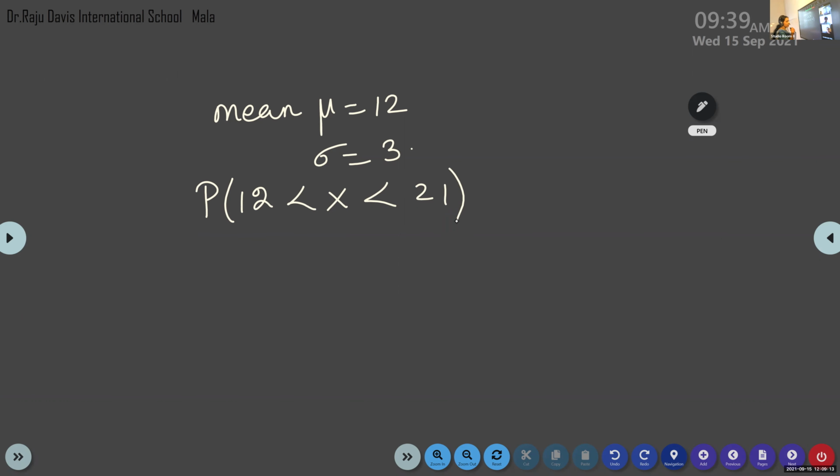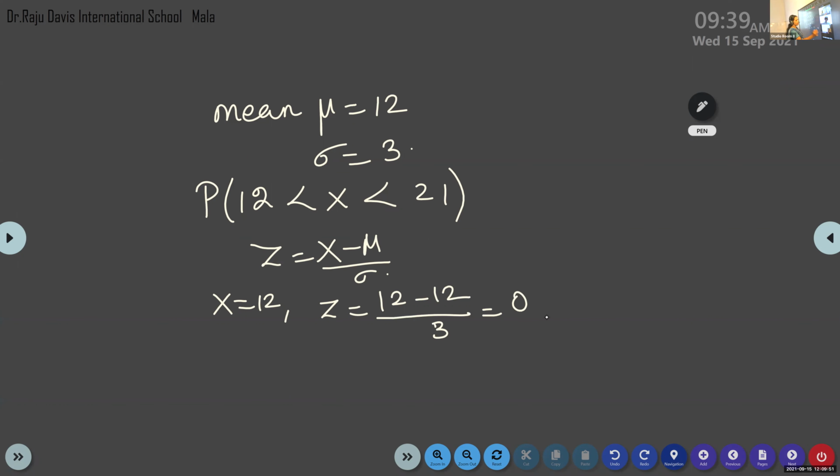So how will you do this? If it is in X, we should convert that into Z, isn't it? X data should be converted into Z. Is it clear? X is the data variable. That should be converted in terms of Z, the score data. So what is the formula we have learned? Z is equal to X minus mu by sigma, isn't it? You substitute the values. When X is 12, what is Z? 12 minus mu, which is 12, by 3.